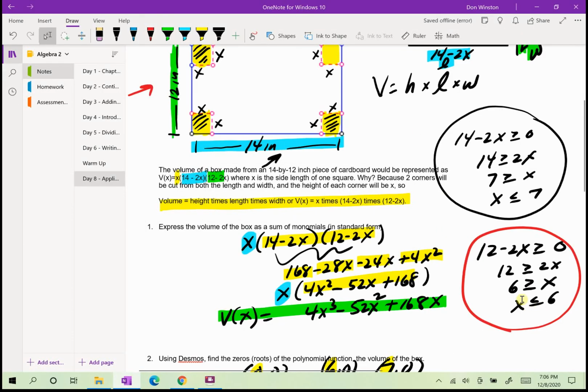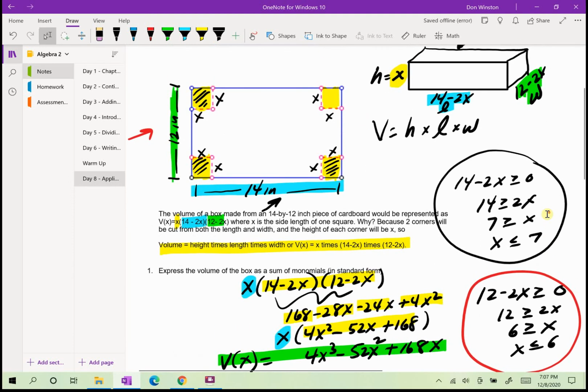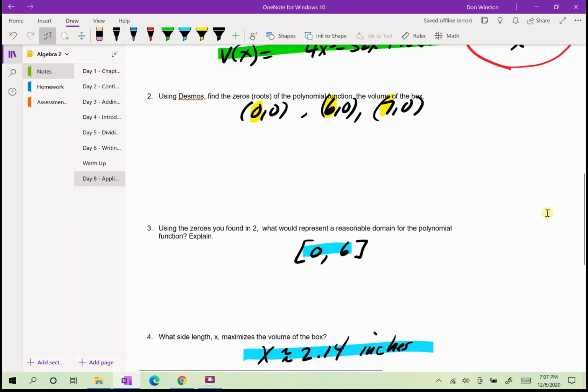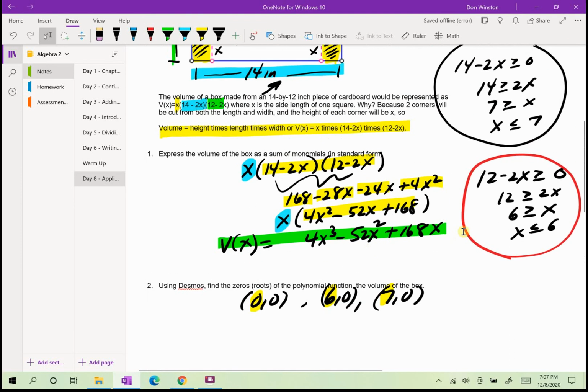If x was equal to 6, then 12 minus 12 would be 0, and 0 times anything would give me 0. So I wouldn't have a box. I'd cut up all the cardboard and would not be able to fold it up. And if I didn't cut out anything, I wouldn't have a box either. I wouldn't be able to fold it up. So the domain will be any value of x, including 0, all the way to 6, including 6. That would be a reasonable domain. So explain that algebraically as well as graphically.